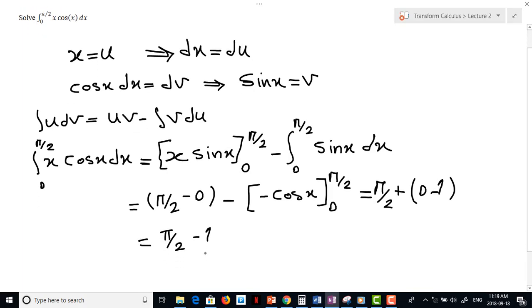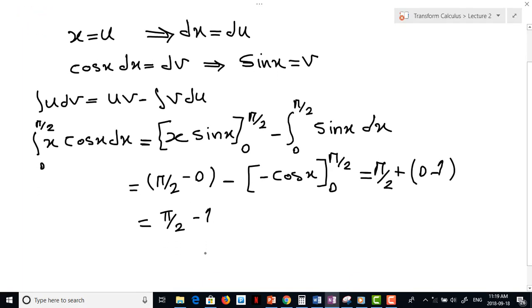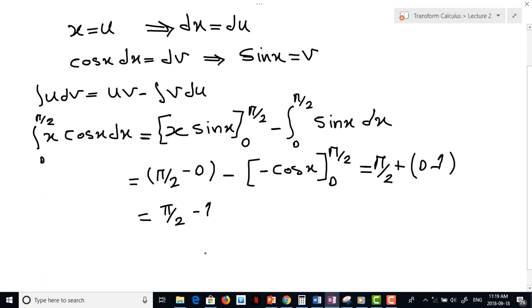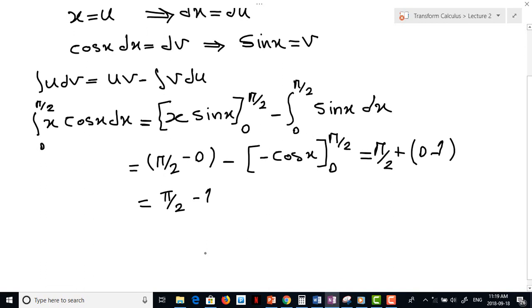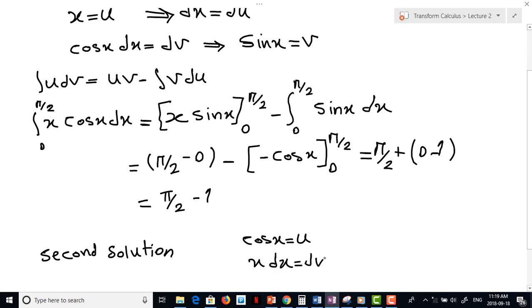integration by parts. So choosing u and dv is very, very important. If you choose the wrong one, maybe you never end up with the solution, or you make your solution very complicated. For example, let's say I say here second solution. In the second solution, I assume that, for example, cosine x is equal to u, and x dx is equal to dv.